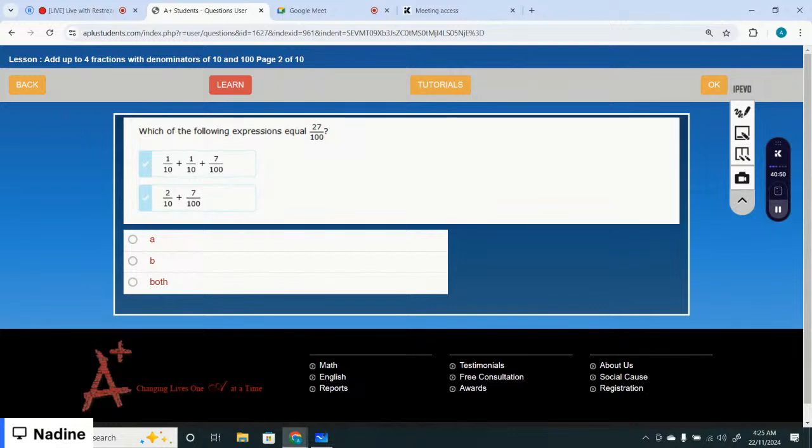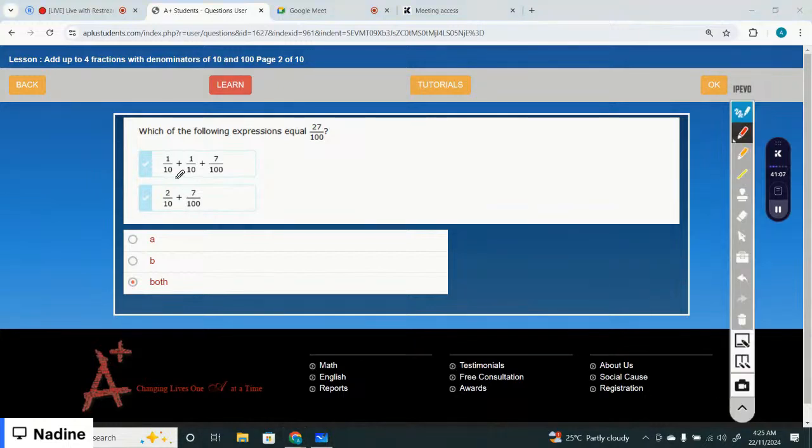Which of the following expression equals 27 over 100? So which is the correct option? Both, right? How? Look at the first one. You have to make these two denominators equal to 100, right? You have to multiply these two fractions by 10. You can do 10 by 100 when you multiply them by 10. 10 by 100 plus 7 over 100. You just have to add their numerators. 10 plus 10 is 20 and 7, 27 over 100.